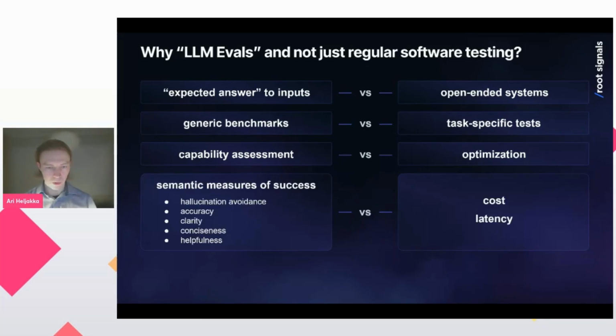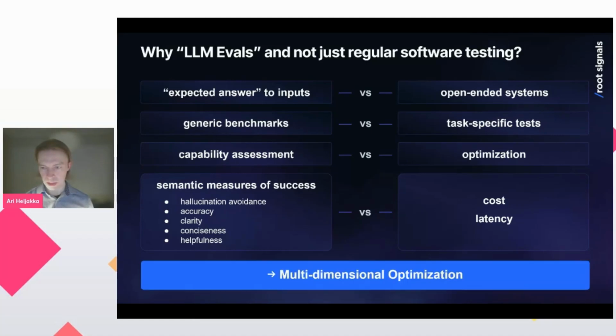Finally, in terms of defining what success means, we are talking about semantic measures. Hallucination avoidance is in a whole other category of things than cost and latency. In order to even define the problem, you need to define it semantically. That means in terms of human language. So you need to think and understand, in a sense, what hallucination means. What does conciseness mean? Concise doesn't mean short. What does helpful mean? These are semantic measures, and they are very different from cost and latency, which we also need to optimize for. But these are two different levels of testing.